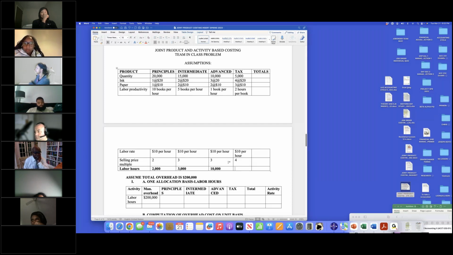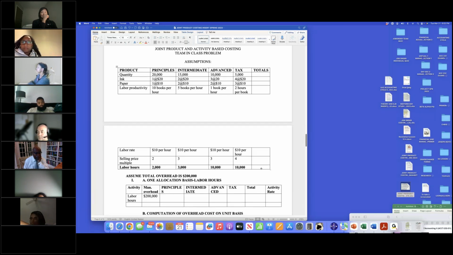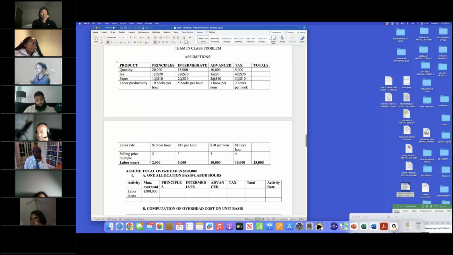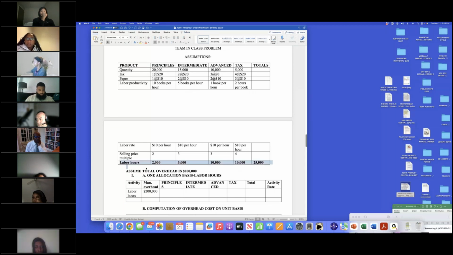Add all these hours up. What do we have? 25,000 hours. So this is the activity. What I'm going to do is copy these and paste them right here. So what is my activity rate / POR going to be?